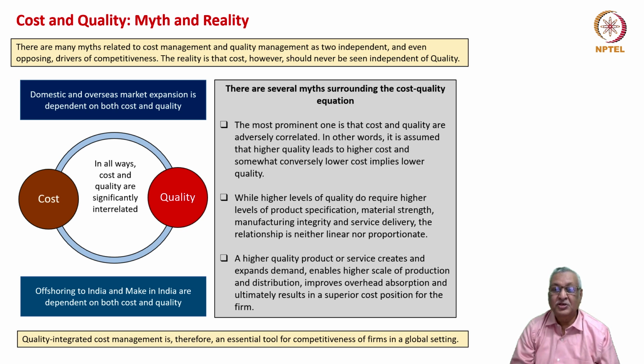In other words, it is assumed that higher quality leads to higher cost, and somewhat conversely, lower cost leads to lower quality. This is obviously wrong, because if you have high quality, you will have zero defects, which means you save materials, you utilize every bit of time available for appropriate quality certified production. Just an example. While higher levels of quality do require higher levels of product specification, material strength, manufacturing integrity, and service delivery, the relationship between cost and quality is neither linear nor proportionate. In fact, as quality increases, the cost curve decreases.